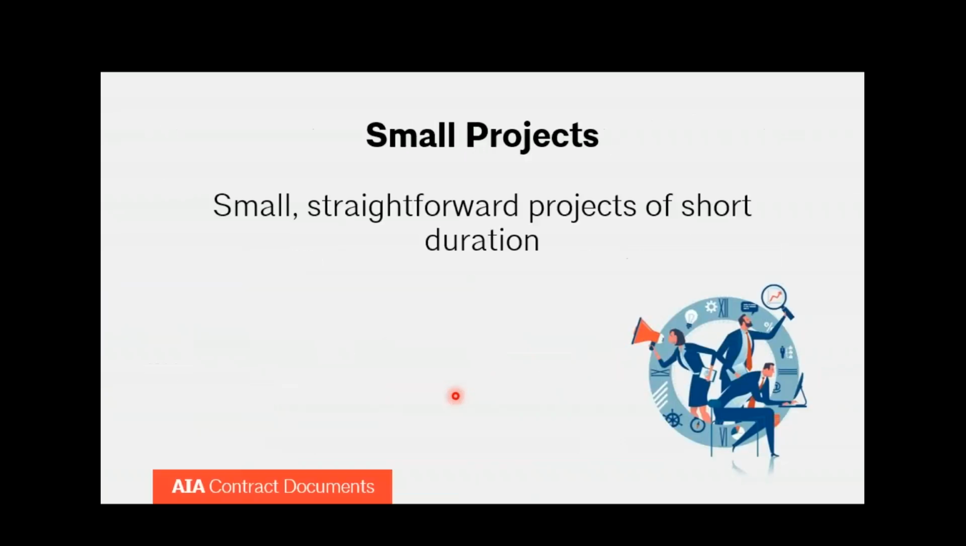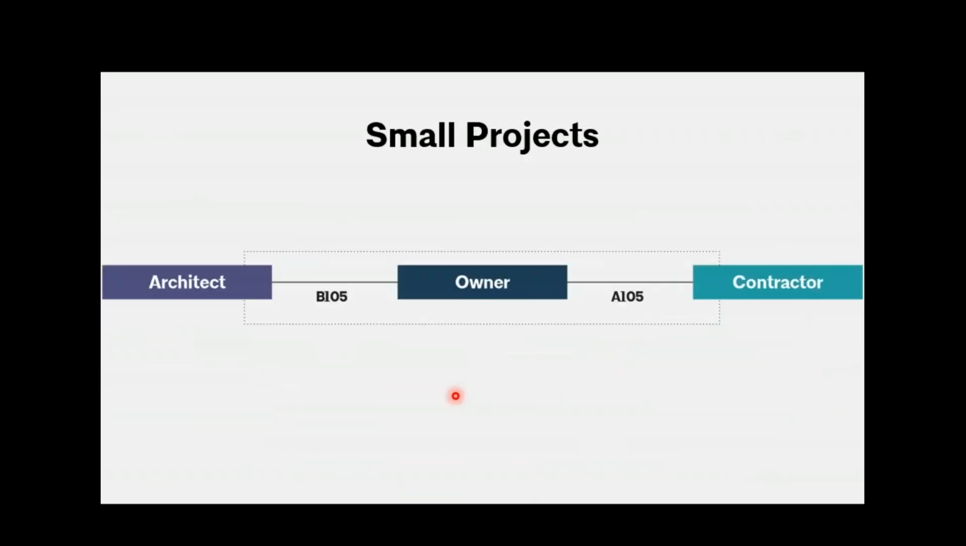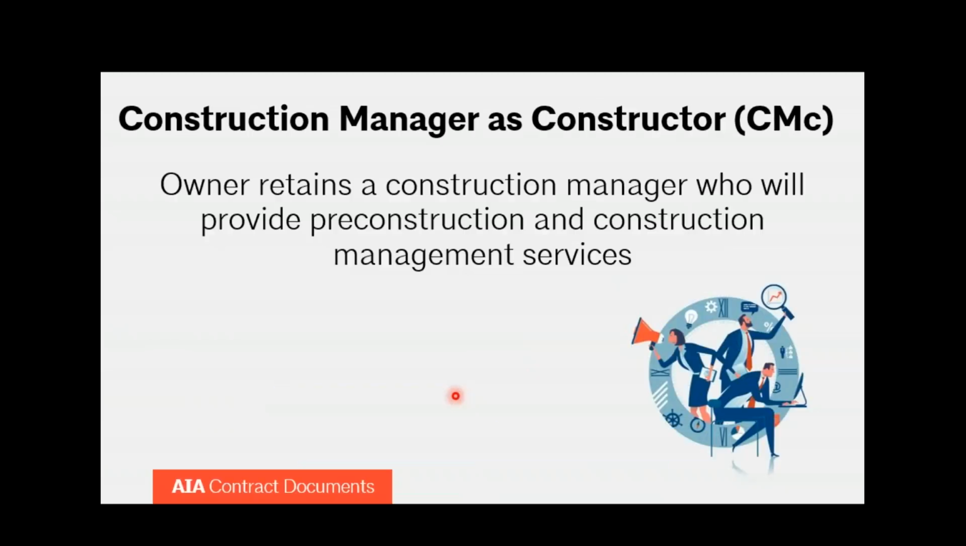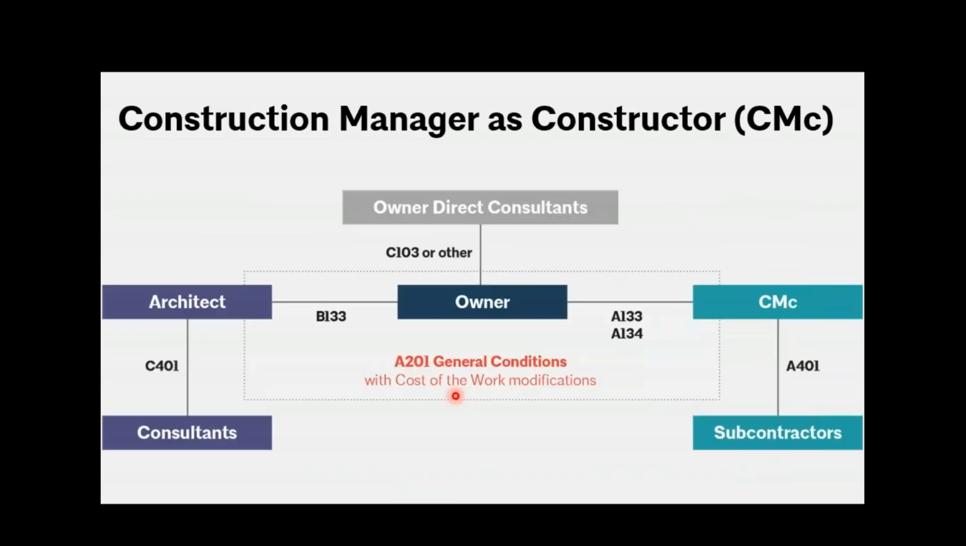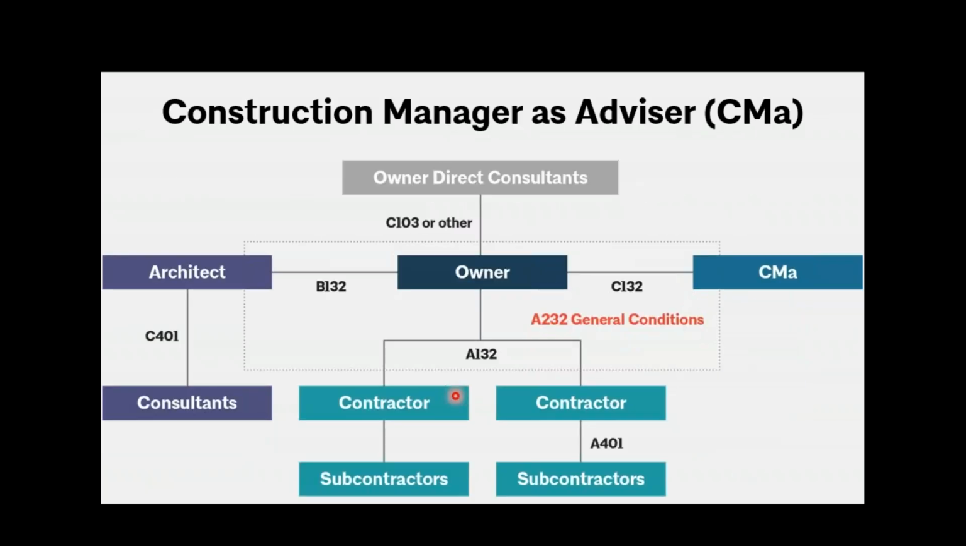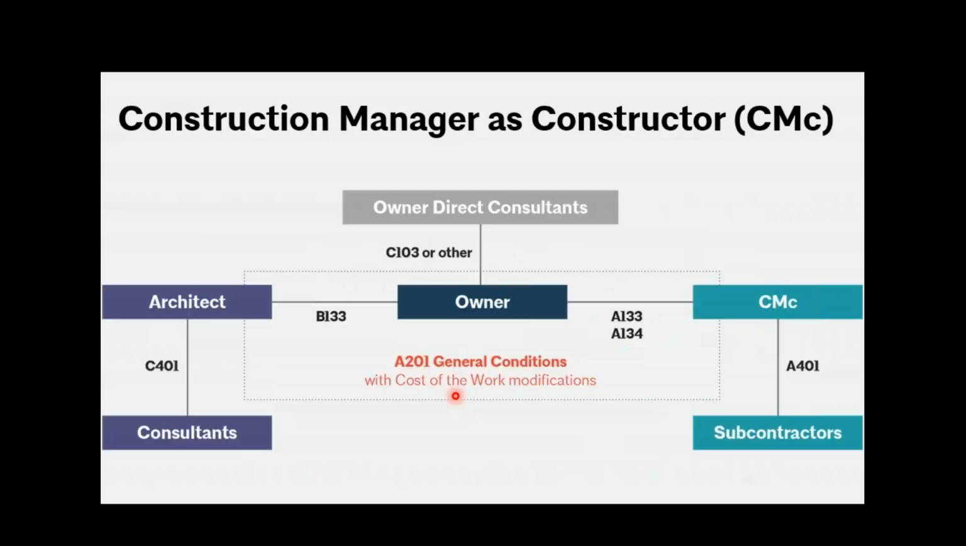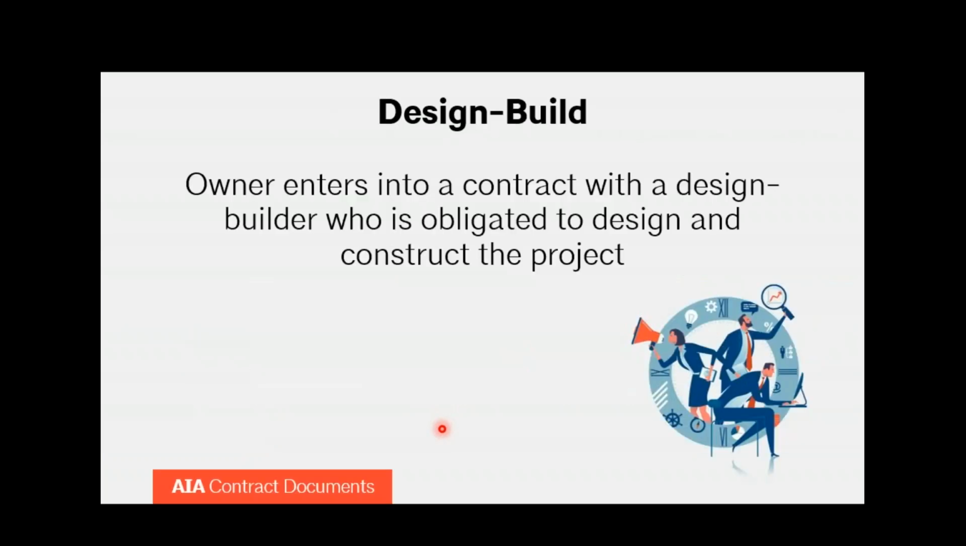Let me go back here. So conventional and small projects, 2017. CMA and CMC, 2019. So those were just updated very, very recently. The 2009 versions of CMA and CMC are actually still available, but they will be phased out eventually, so keep that in mind. You can use the brand new 2019 versions now. And the 2019 versions of these agreements, like you see here, refer to the current 2017 version of the general conditions, which is A201.